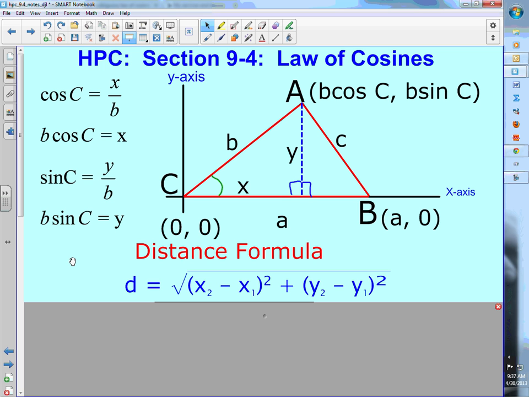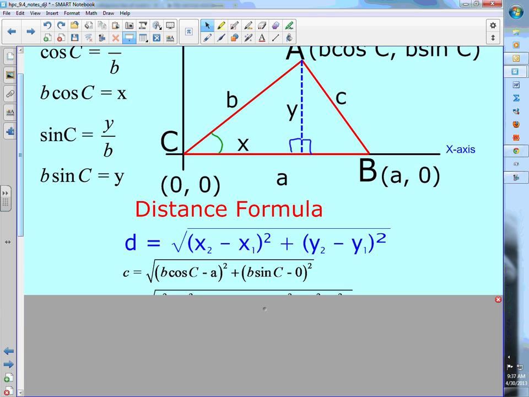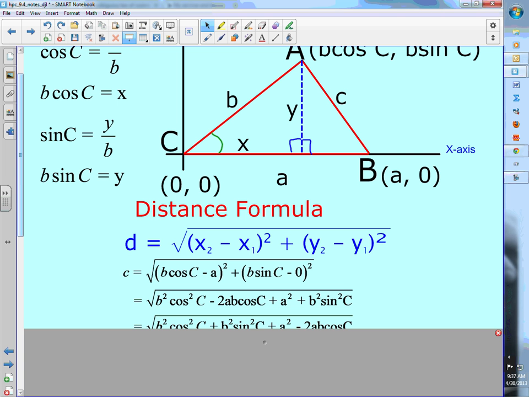And we're going to use the distance from A to B, so the coordinates are b cos c, b sine c, and a comma 0. So that's what I plugged in, b cos c minus a, quantity squared, and b sine c minus 0, quantity squared. When you square the binomial, you get b squared cos squared c, minus 2ab cos c, and plus a squared, not minus a squared. Over here, the 0 is gone, and you get b squared sine squared c.